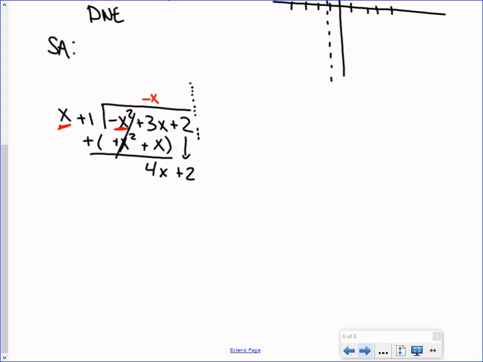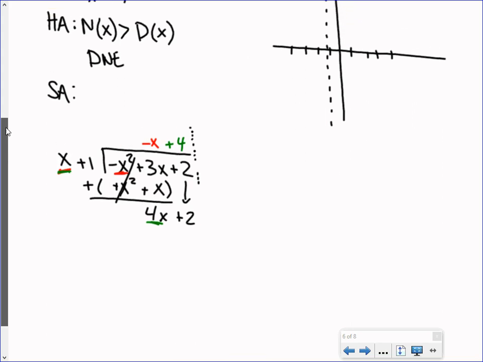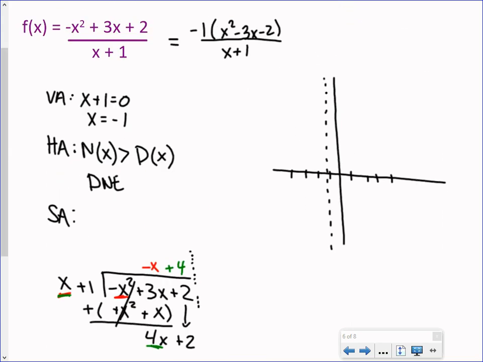And you start over. What do I have to multiply the x by in my divisor to get 4x? Plus 4. And at that point, I have the last of my quotient, right? So everything else is going to be remainder. I don't really care about it. I'm not going to keep going. That's my slant asymptote. The slant asymptote is y equals negative x plus 4. It's in the form y equals mx plus b.